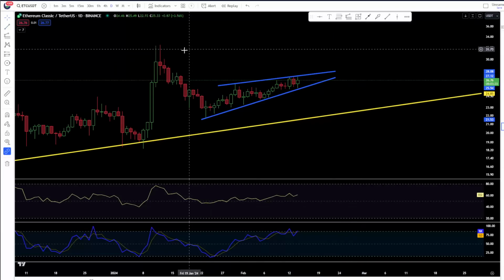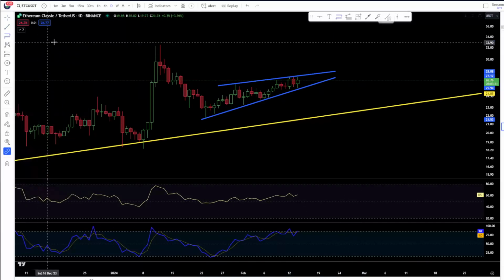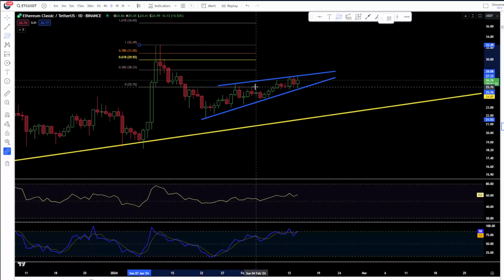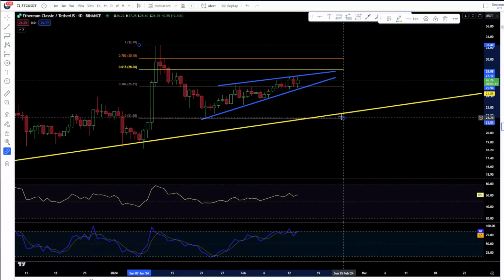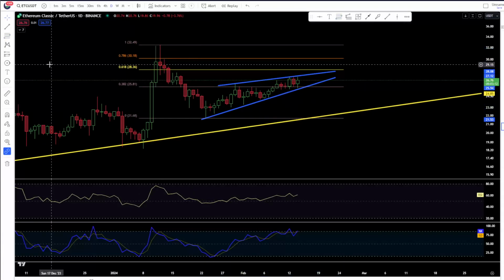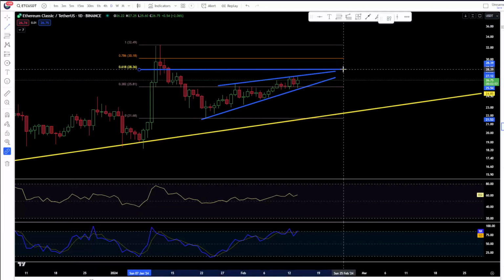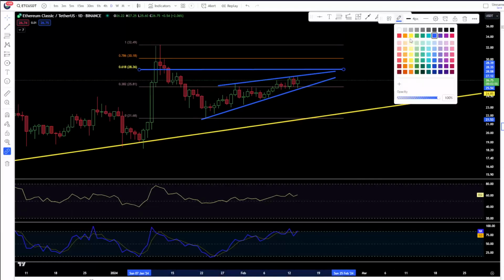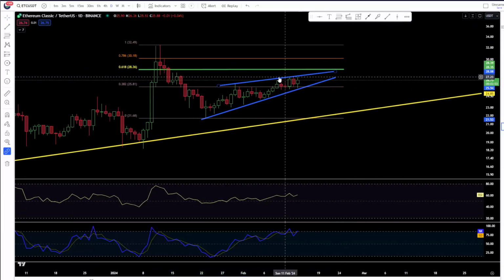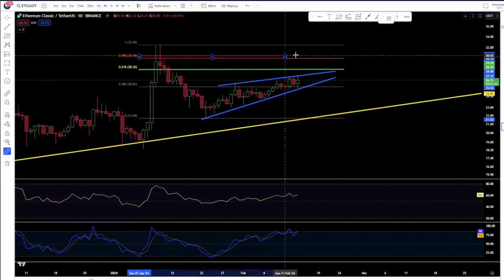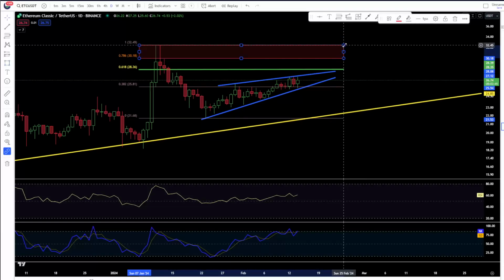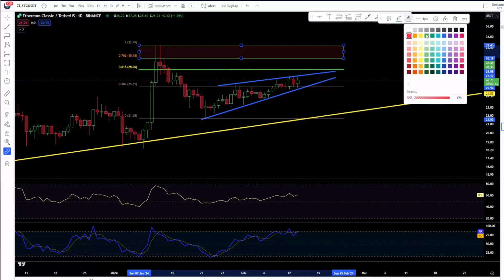Moving on, we can move on to marking the resistance points. And here, after unfolding the fib retracement tool, there is significant resistance at the level of $28.39. And then the price must face a strong resistance zone from $30.17 to $32.44.